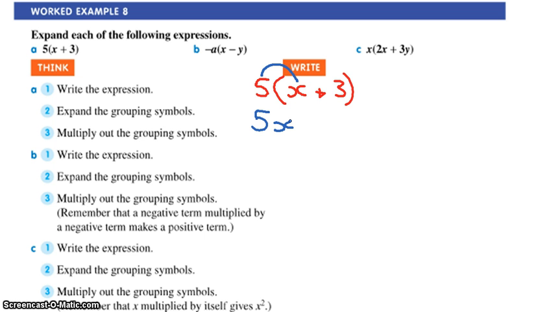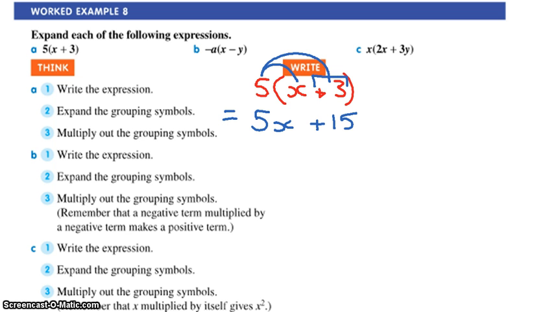So you've got 5 times the x, which you've done. Then you do 5 times the plus 3. Now remember, the sign is out the front, so you have to multiply by whatever the sign is. So it's 5 times plus 3, which gives you plus 15. That's done. You've multiplied out the grouping symbols. You're finished. Don't forget to put an equal sign.